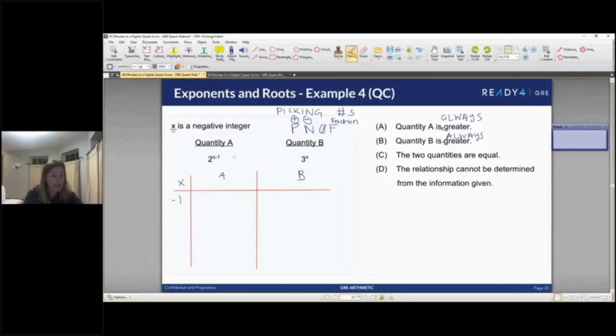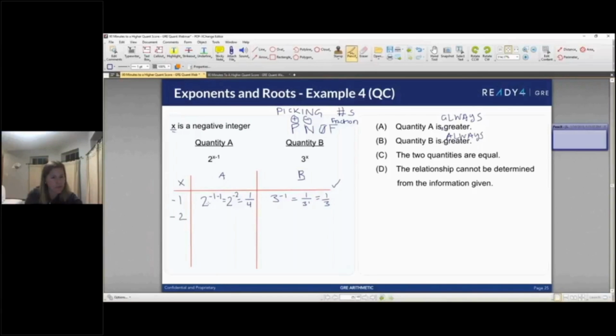So if X is -1, then I'm going to get 2 raised to the -1 minus 1, which is equal to 2 to the -2. And if you recall our exponent rules, 2 to the -2 is the same as 1 over 2 squared. So that's 1/4. Over here, I get 3 raised to the -1. And if you remember our exponent rules, that's the same as 1 over 3 to the 1, which is just 1/3. So which is bigger in this case? 1/3 is bigger. Okay, but we're not going to stop there because you never pick just one number.